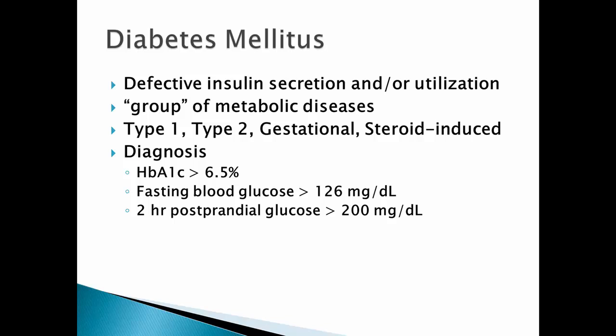With gestational diabetes, this is glucose intolerance during the pregnancy. Now, what usually happens in gestational diabetes is after the mom delivers, she returns to normal, unaffected glucose metabolism. However, we do know that women who experience gestational diabetes should be monitored throughout their lives for the appearance of type 2 diabetes. With steroid-induced diabetes, that's actually a result of long-term steroid use.